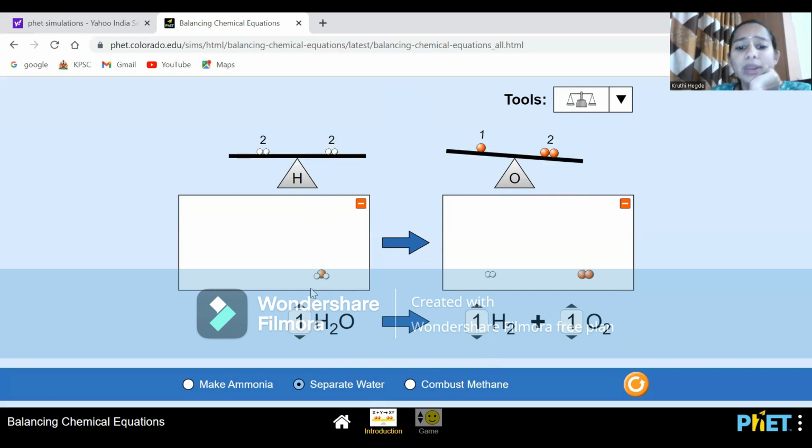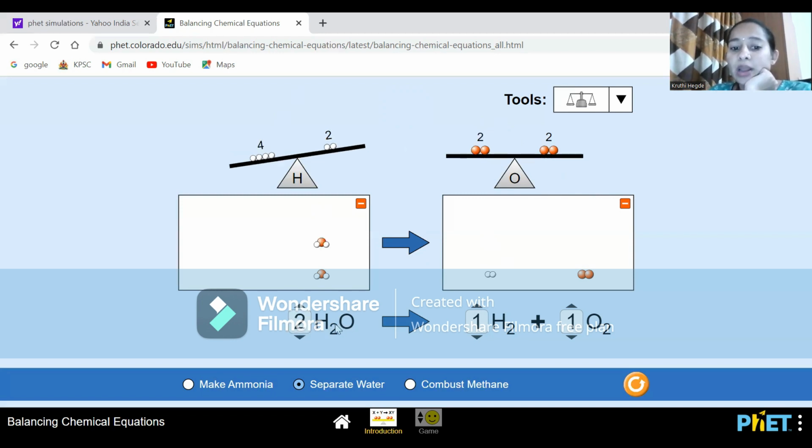Yeah. Look at hydrogen. On the reactant side, it is 2. On the product side also, it is 2. Hydrogen is balanced. Whereas oxygen on the reactant side is 1, on the product side is 2. I should make the reactant side 2, so I should increase the number to 2.